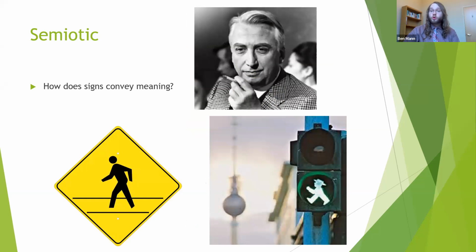Semiotic comes from Roland Barthes and comes from the idea of using signs. How do signs convey meaning? For example, in the United States, we typically have this pedestrian sign to indicate that people are crossing the street. And then here on the right, we have an example of, in Germany, the Ampelmann, which is a mascot who has his own store, but that's used as the traffic light walking sign in Germany. So semiotics would be concerned with how those signs or symbols are being used to convey meaning and convey social reality.